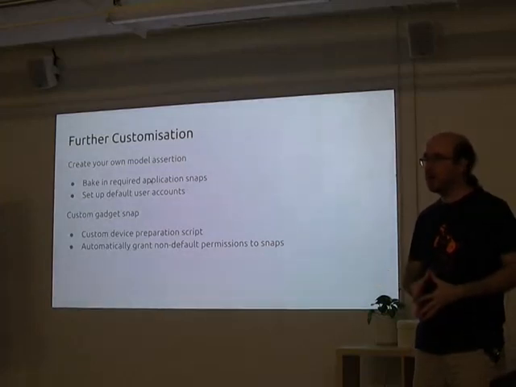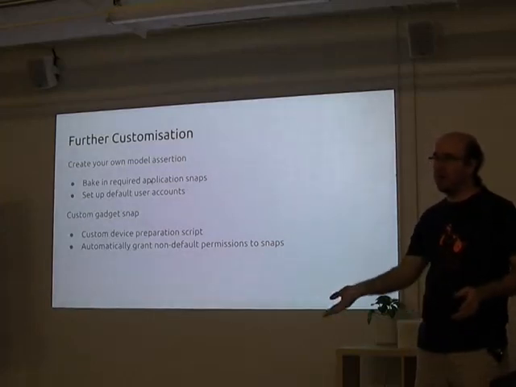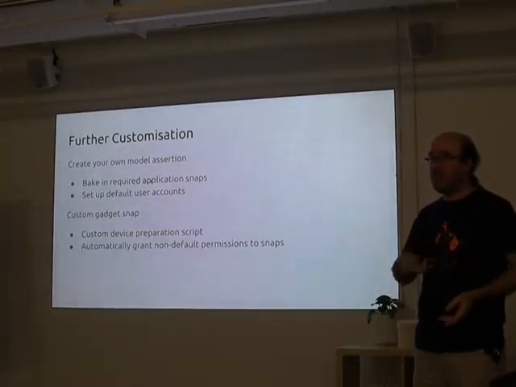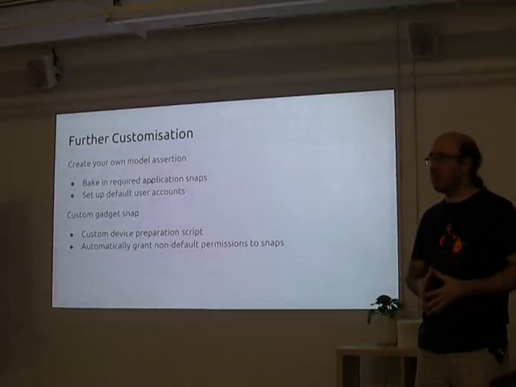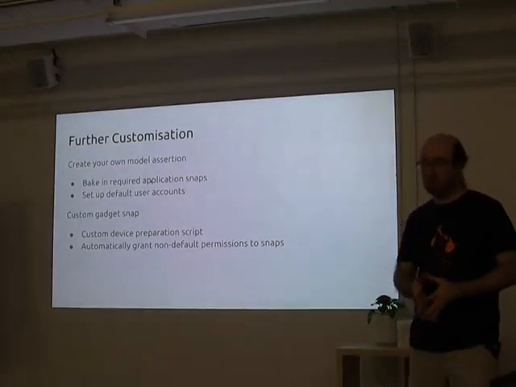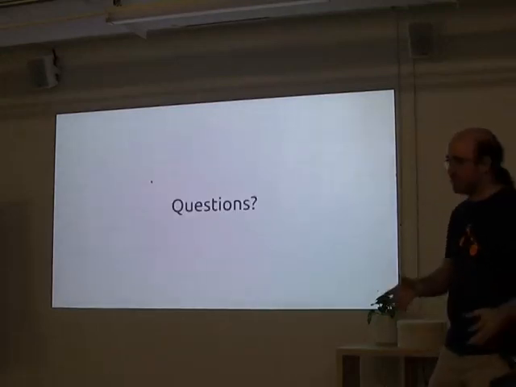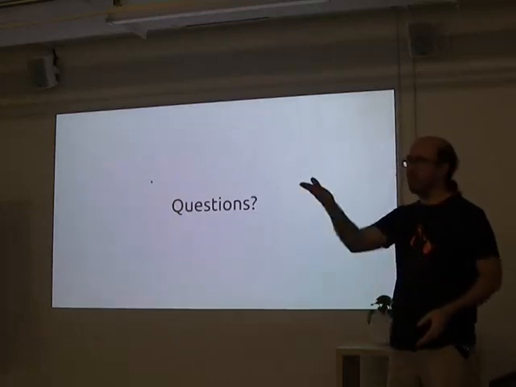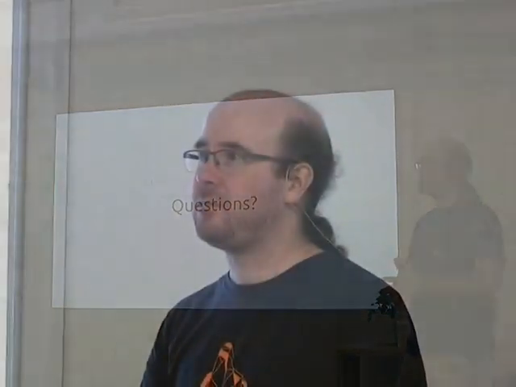So yeah, all of the gadget snaps and kernel snaps from Canonical, they're published on GitHub, so it's quite easy to fork them and make your changes, change the snap name, publish them to the store, and you can build your own images. So yeah, that's basically it. So has anyone got questions?